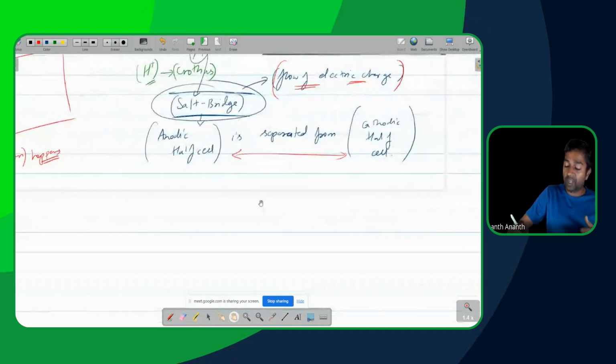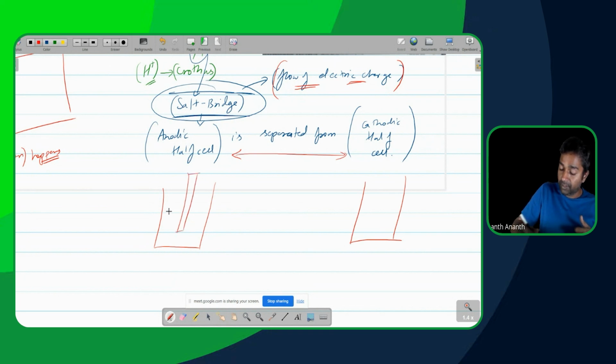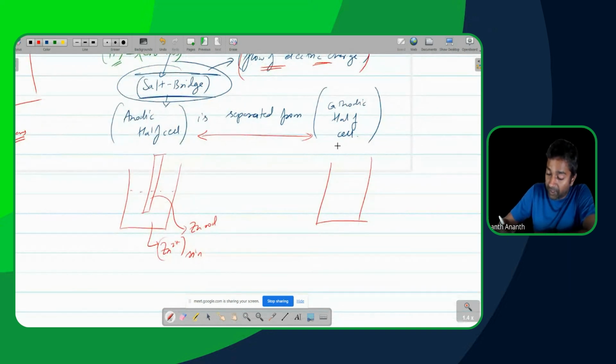The salt bridge becomes necessary because when you end up having an anodic half cell and a cathodic half cell, in this case, let's take the zinc itself. So this is going to be a zinc rod dipped in a zinc 2+ solution. Okay, and the next thing here, we are going to be having a copper rod dipped in a copper sulfate solution.